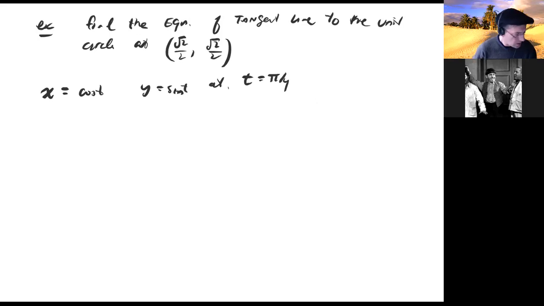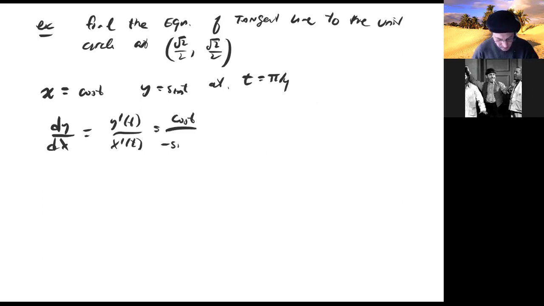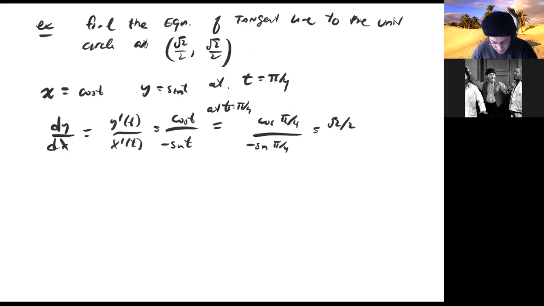So what is dy/dx according to what we just did? Well, it's going to be y prime of t over x prime of t, which is cosine of t over the negative of sine of t. And what is that at t equals pi over 4? We get cosine of pi over 4 over the negative of sine of pi over 4, which is radical 2 over 2 over the negative of radical 2 over 2. And that gives me a slope of -1.